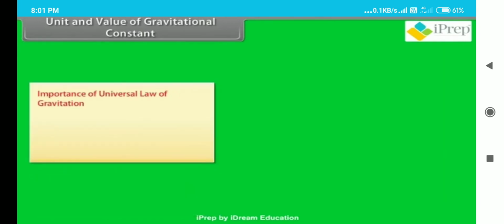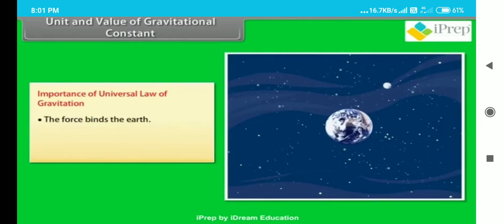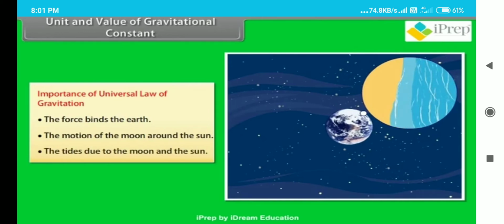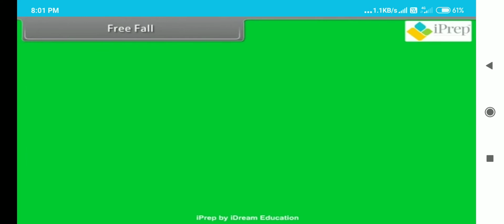Importance of universal law of gravitation. The force binds the earth, the motion of the moon around the earth, the motion of planets around the sun, and the tides due to the moon and the sun.